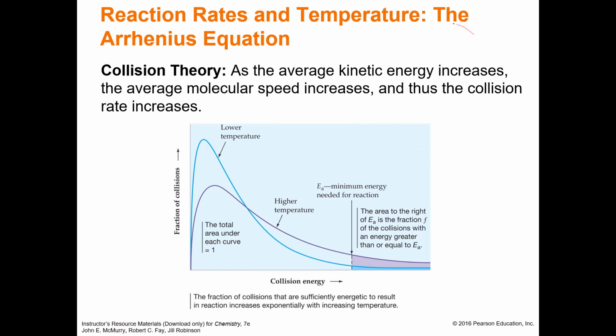As we increase the kinetic energy of our reactants, and one way we can do that is by increasing the temperature, in fact, that's the easiest way to do that, then we increase the average molecular speed, and therefore we get more collisions. So at a higher temperature, often the activation energy is much lower, and we get more of our reactant going to product.